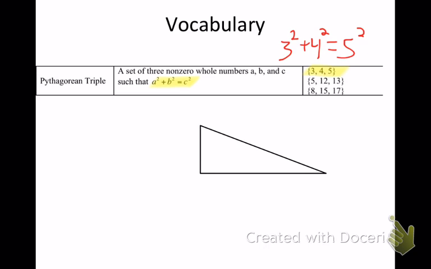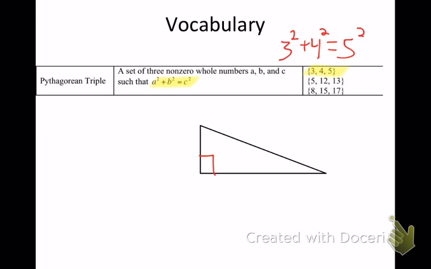5, 12, 13, 8, 15, 17. These are some of the most common Pythagorean triples. Now, why do we talk about these? Well, these are the ones that you'd expect to see come up more often than any other. When you're taking a test, on an assignment, ACT, these are the ones that you're going to see more often than not. So if you can identify that it's a Pythagorean triple right away, it saves you a lot of work on the process.